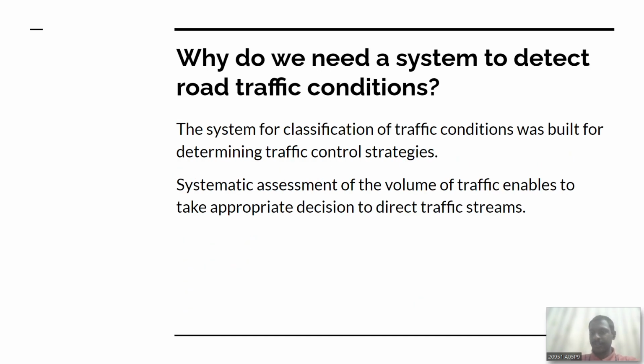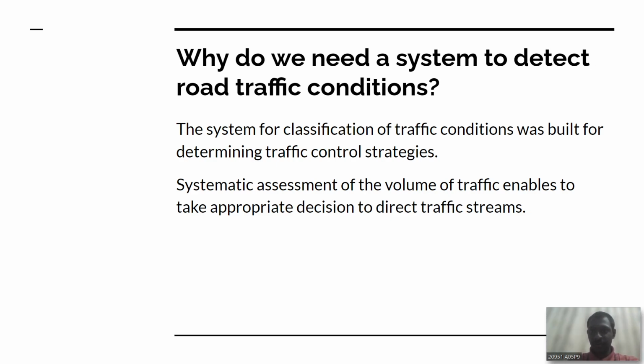So why do we need a system to detect road traffic conditions? The problem statement was that the system for classification of traffic condition was built for determining traffic control strategies. Manually we have implemented a new strategy on roads so as to divert the traffic. With the help of this system, we can detect whether we did a good job or took the right decision in diverting the traffic in the way they have planned.